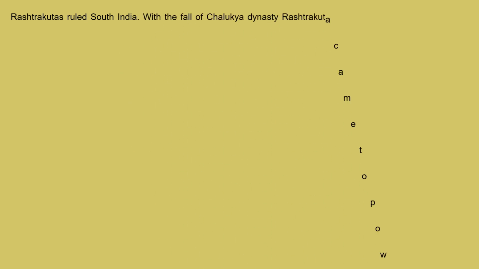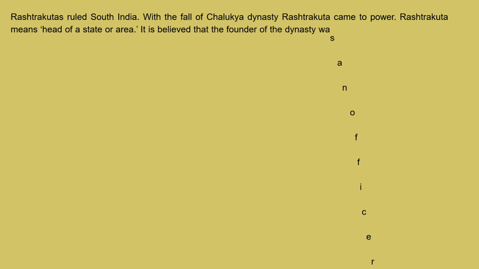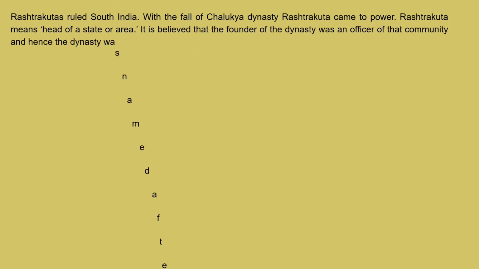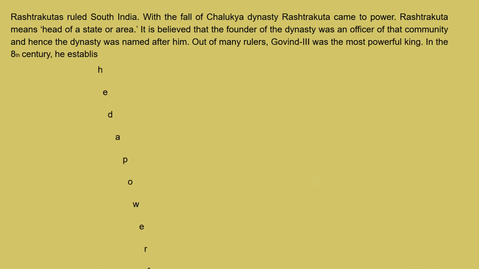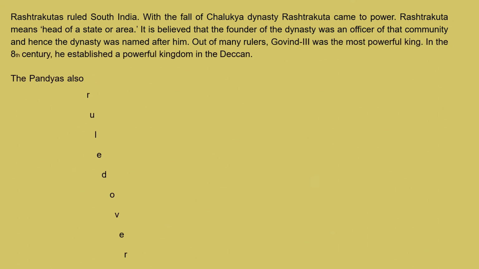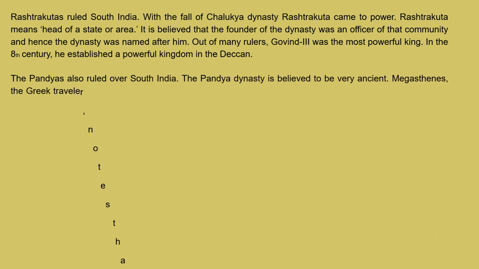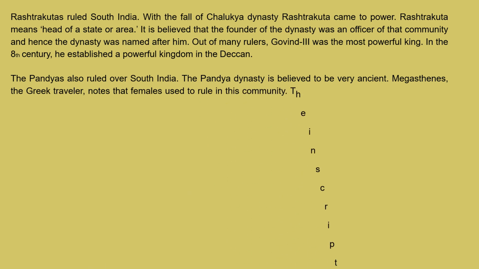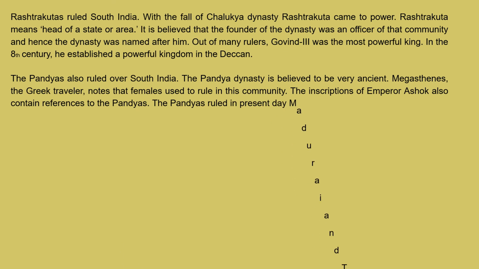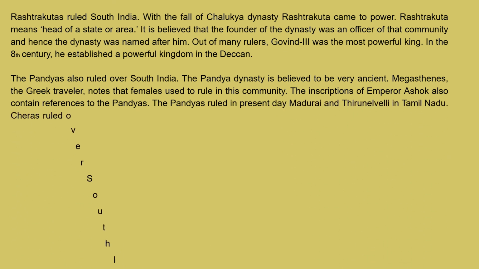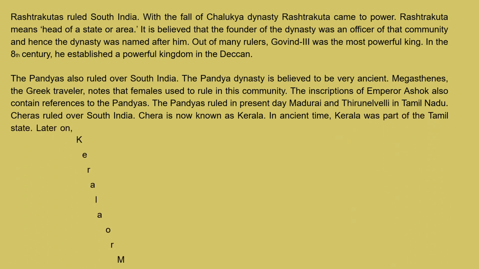Rashtrakutas ruled South India with the fall of the Chalukya dynasty. Rashtrakuta came to power. And if we talk about the Rashtrakuta, they ruled part of South India from the 8th to 10th century. At its zenith, their kingdom included the modern state of Karnataka in its entirety, along with parts of the current Indian states of Tamil Nadu, Andhra Pradesh, Telangana, Maharashtra, and Gujarat.